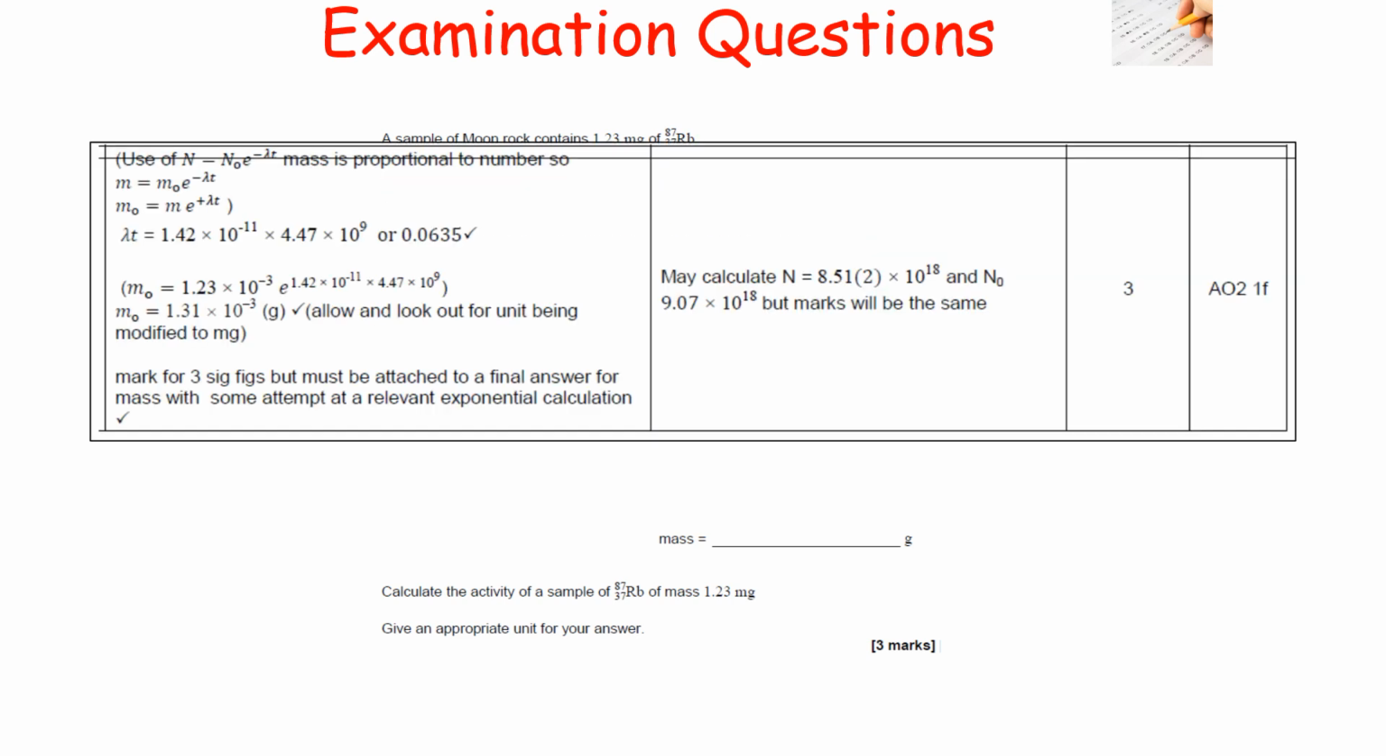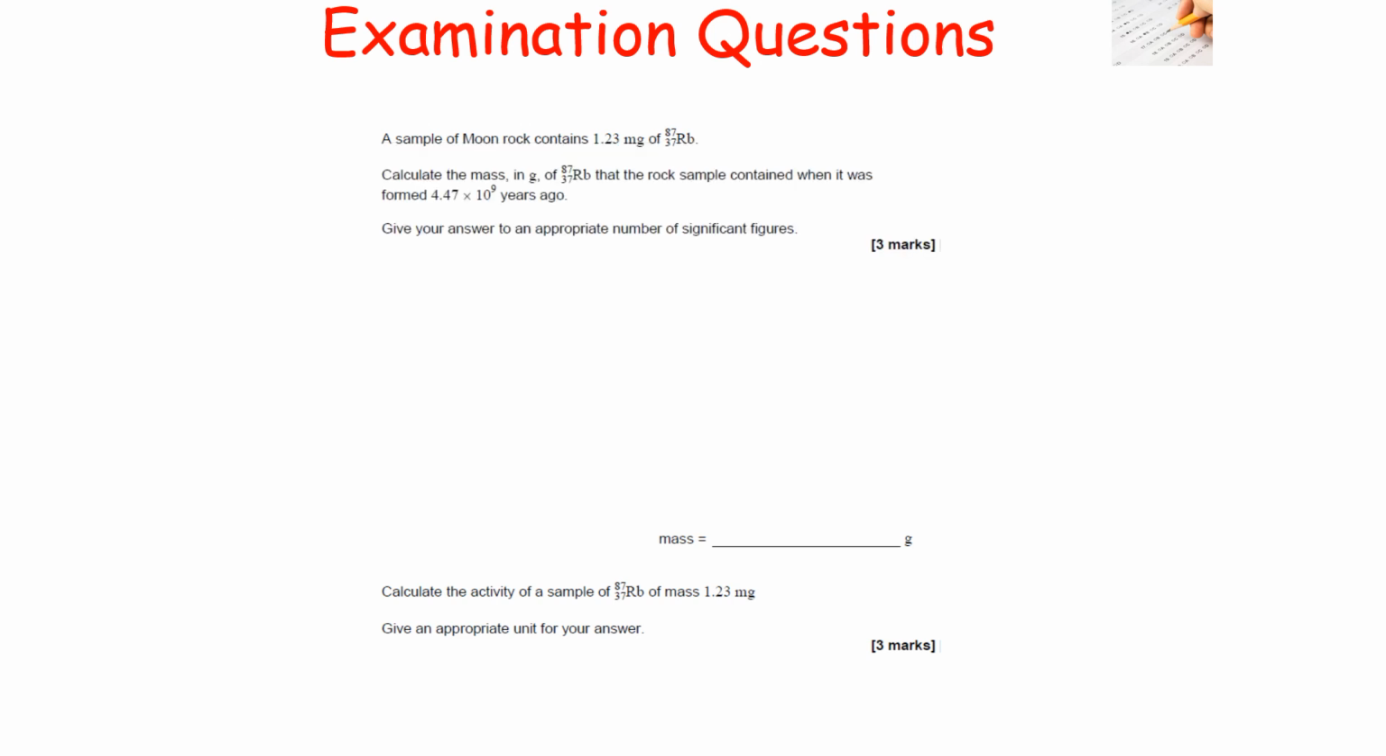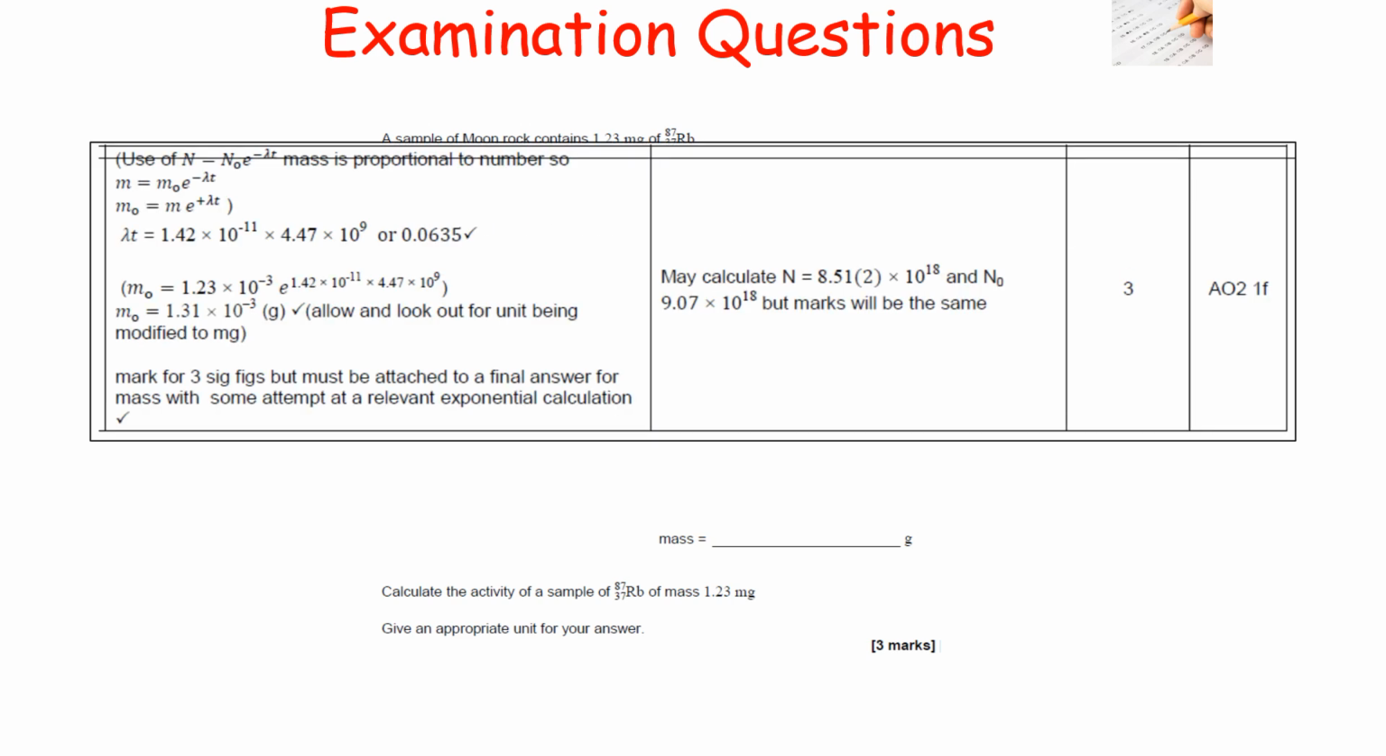You know what your value of m0 is because it tells you it starts off with 1.23 milligrams. So that's 1.23 times 10 to the minus 3. At that point, you can pop all the values through and you can work your answer out to be 1.31 times 10 to the minus 3 grams. Now again, how many sig figs do you give your answer to? Well, you give it to 3 sig figs because all the values given in the question are given to 3 significant figures. Now the next one asks you to calculate the activity.